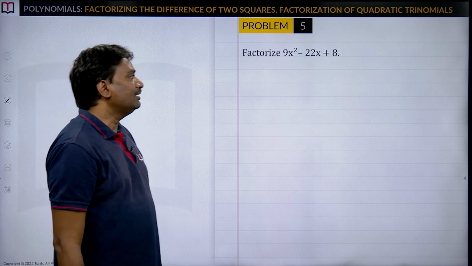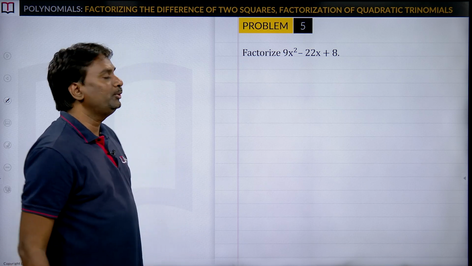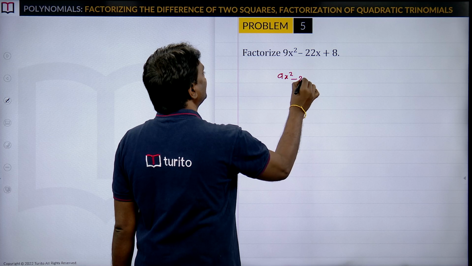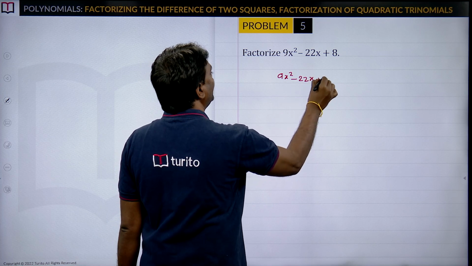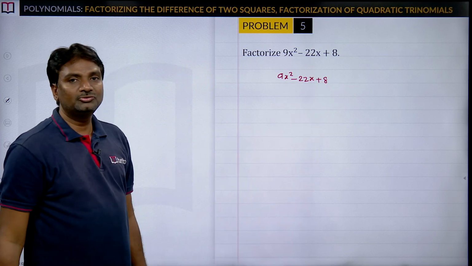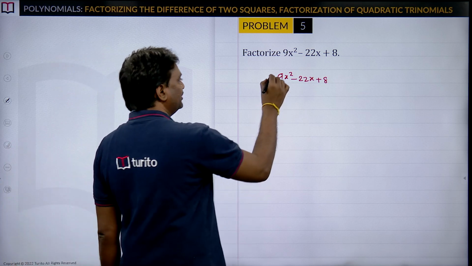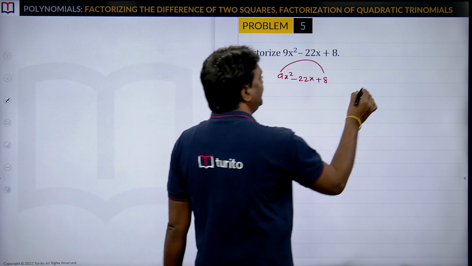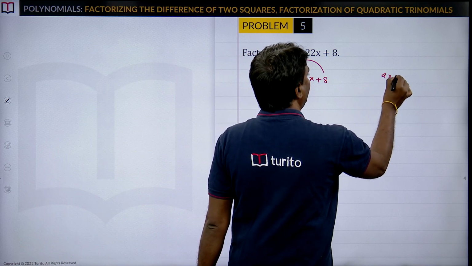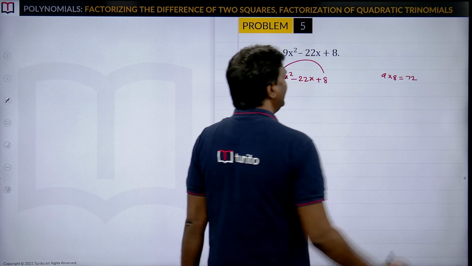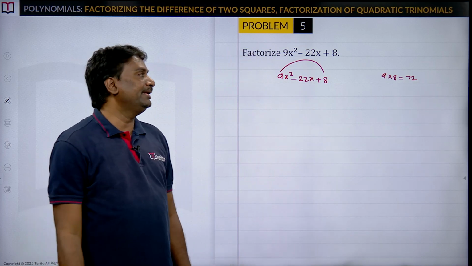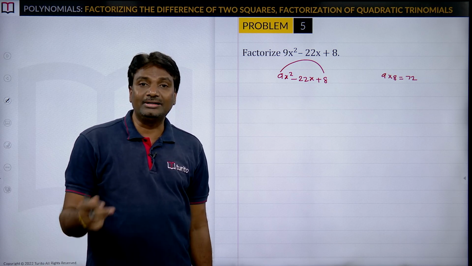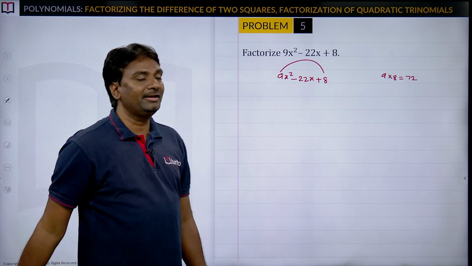Now, factorize 9x square minus 22x plus 8. So, this is also in the form of ax square plus bx plus c. Take 9 into 8. What is 9 into 8? 72. 9 into 8 equal to 72. But the middle term is minus 22. Take the factors of 72 to get the middle term as minus 22.